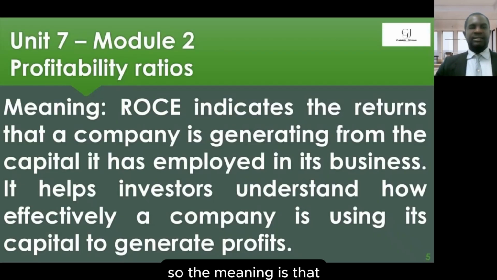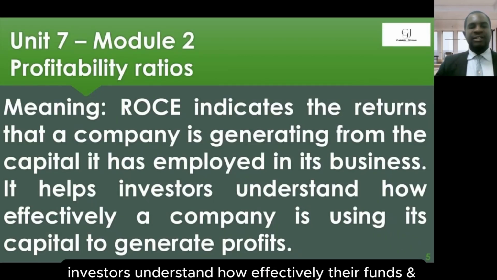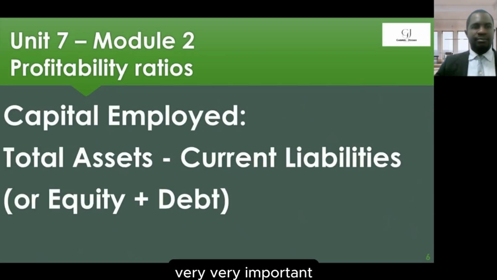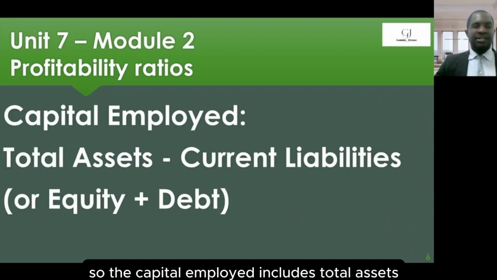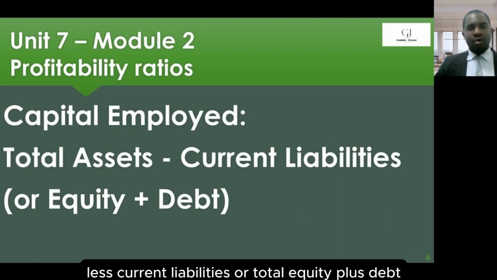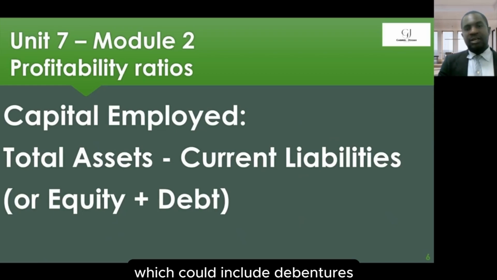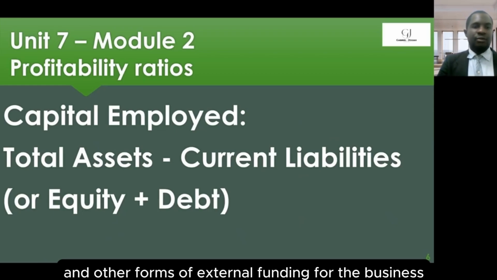So the meaning is that investors understand how effectively their funds or capital is used to generate profit for the business. Very important. So the capital employed includes total assets less current liabilities, or total equity plus debt. Debt including preferred stock and long-term loans, which could include debentures and other forms of external funding for the business.